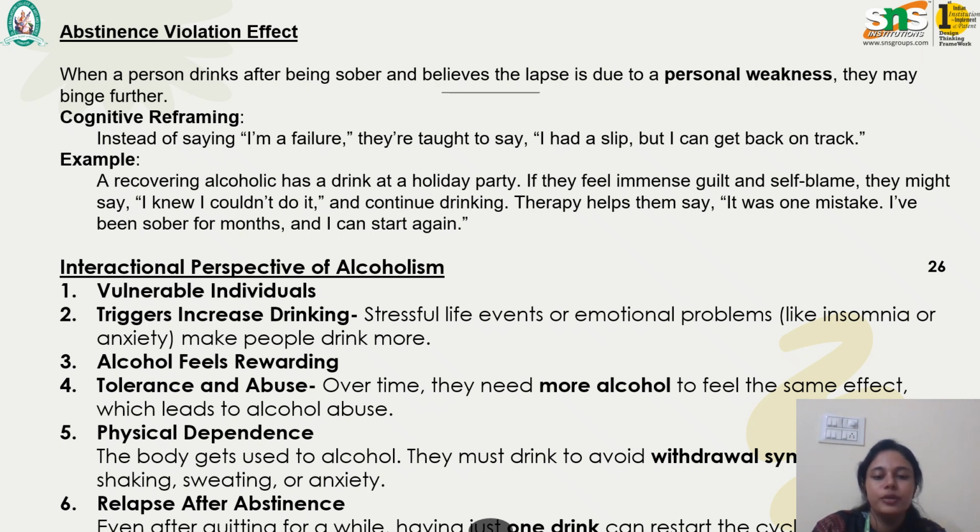The next one is tolerance and abuse. Over time, they need more alcohol to feel the same effect, which leads to alcohol abuse. The next one is physical dependence and relapse after abstinence.